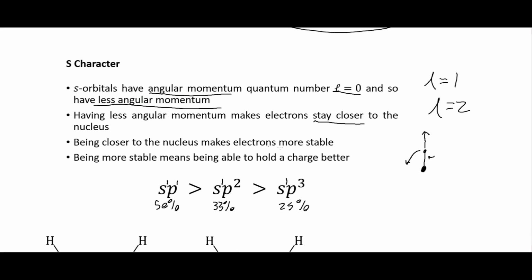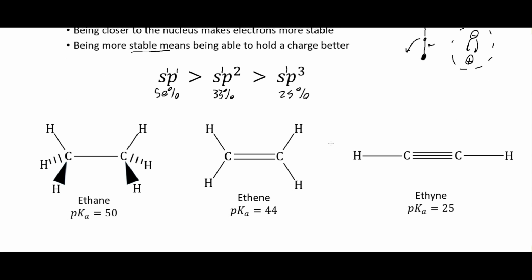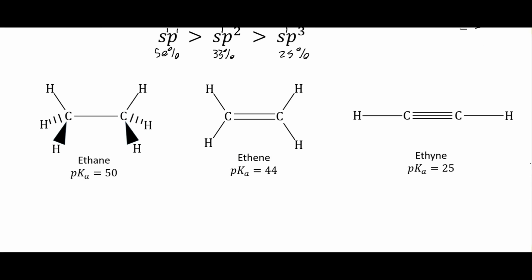And being closer to the nucleus makes it more stable, because remember, the nucleus is positively charged, the electron is negatively charged. These things are attracted to each other, and so when we get them closer together, the full system becomes more and more neutralized, and so more stable. And being more stable means being able to hold a charge better. And so, for instance, losing a hydrogen and becoming negatively charged, the one with SP, the one with more S character, is going to hold that charge better. And so we can actually see that in the pKa's of these.